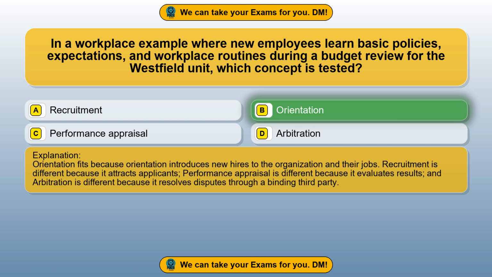Orientation fits because orientation introduces new hires to the organization and their jobs. Recruitment is different because it attracts applicants, performance appraisal is different because it evaluates results, and arbitration is different because it resolves disputes through a binding third party.